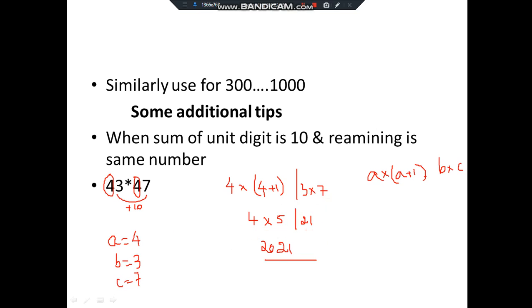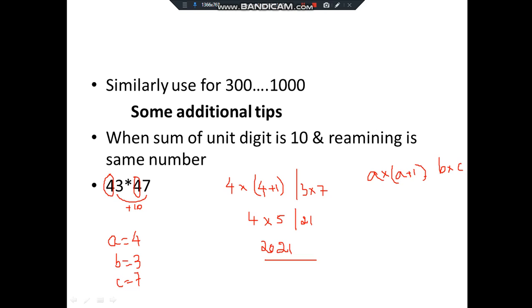If you can't remember this method, I have given the formula. I don't want you to use the formula at all, just understand. See, the common number is 4, the next number of 4 is 5, that is 4 plus 1. Multiply both: 4 into 5 is 20, and the remaining 3 into 7, multiply both, which is 21. So 2021.